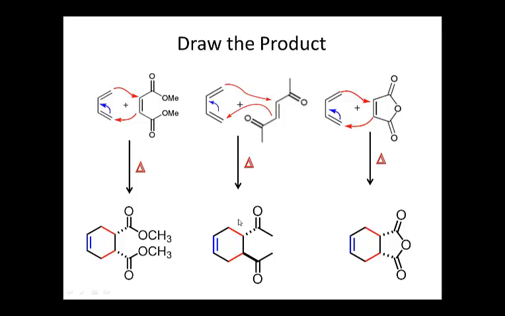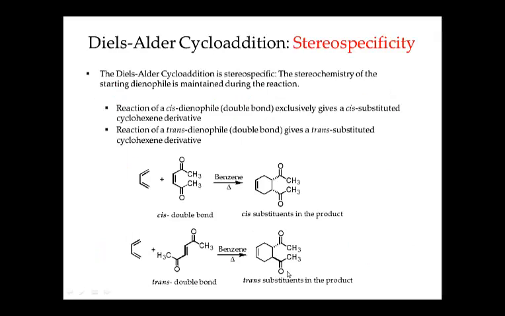And then try drawing the other stereoisomer for this product right here. Alright, so again, this is a stereospecific reaction. If I start with a cis double bond, then those substituents have to be cis in the product. If I start with a trans double bond, then those substituents have to be trans in the product.